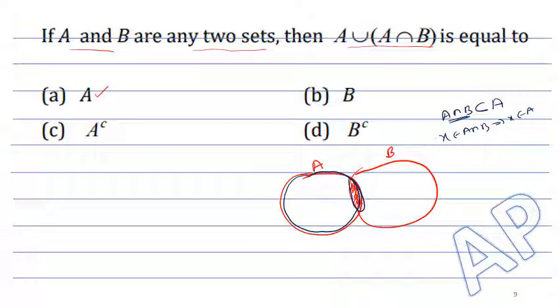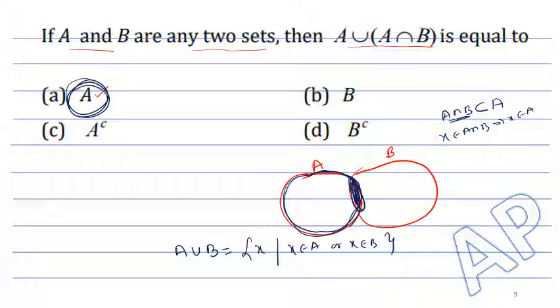But what is the definition of union? A union B is equal to the set of all x such that x belongs to A or x belongs to B or both. Now, all the elements in A intersection B are already in A, so clearly from the diagram itself we can conclude that A union A intersection B is nothing but A here, that is option A. Option A is the right choice for this question.